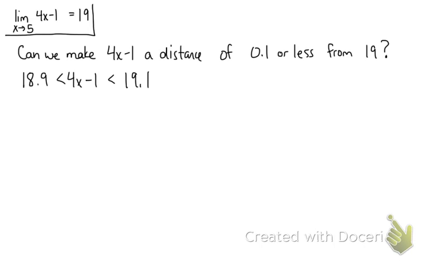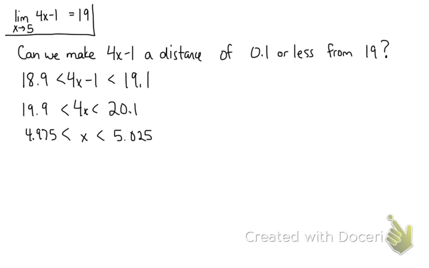Well, that's a nice inequality. I said in the sentence 0.1 or less, and in this inequality it's actually strictly less, not equal to a distance of 0.1. I really meant just less than 0.1. So the inequality is correct. So I add 1 to everything there, and then I divide everything by 4, which is a positive number, so it doesn't change the inequalities.